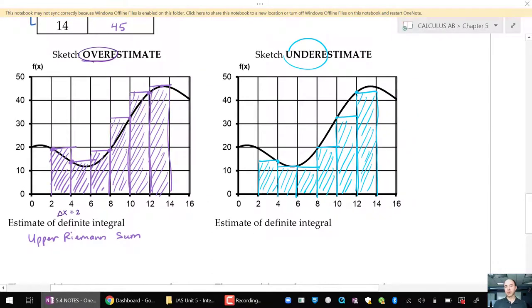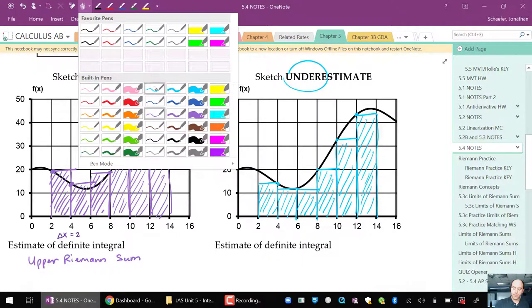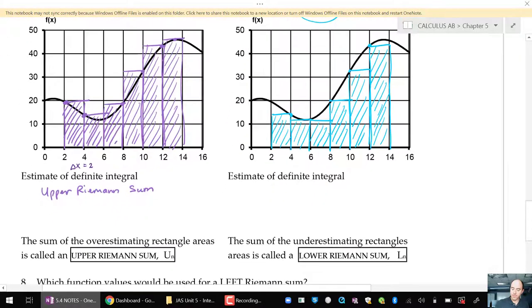In the blue picture over here on the right, I have an underestimation where now I'm choosing the lower of the two sample points. Between 2 and 4, what's the smallest height of the rectangle? Between 4 and 6, what's the smallest height of the rectangle, and so forth. And notice that all of the error is below the function curve. So all of these rectangles together, when the areas are added together, essentially make up an underestimation of the exact value of the definite integral. We call this a lower Riemann sum.